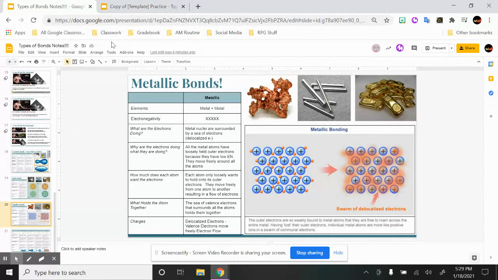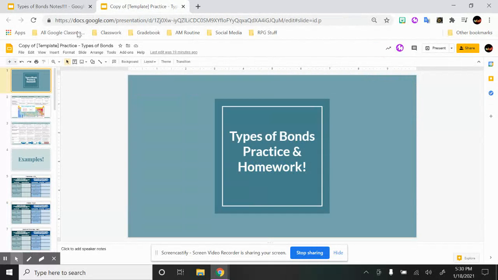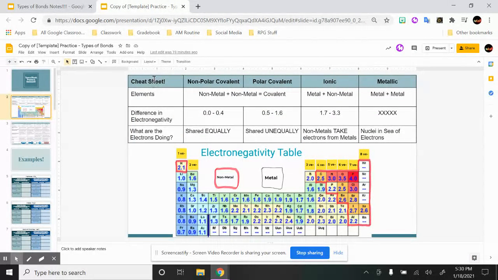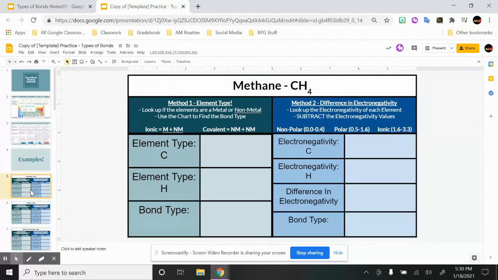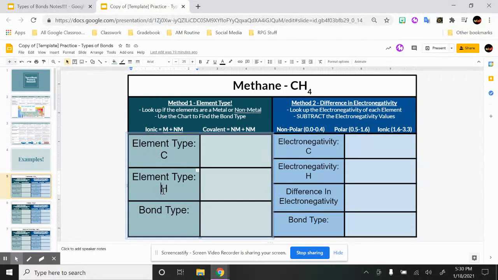Now I'm going to switch over here to the practice where I actually show you how you can find the type of bonds. And the only thing I need you to copy down into your notes is this little cheat sheet here. Okay. Now we have two methods to find our type of bond. The first method is we just look at the element types. So let's start there. So here I have carbon and hydrogen.